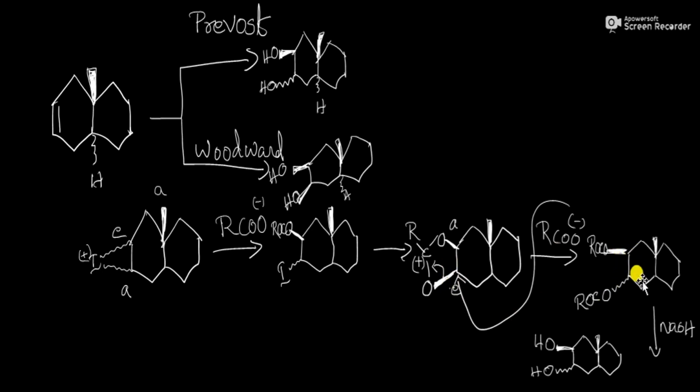And the last step is saponification. It will convert it into trans diol, and this will be the structure of the product in the case of Prevost oxidation, whereas this will be the structure of the product in the case of Woodward oxidation.